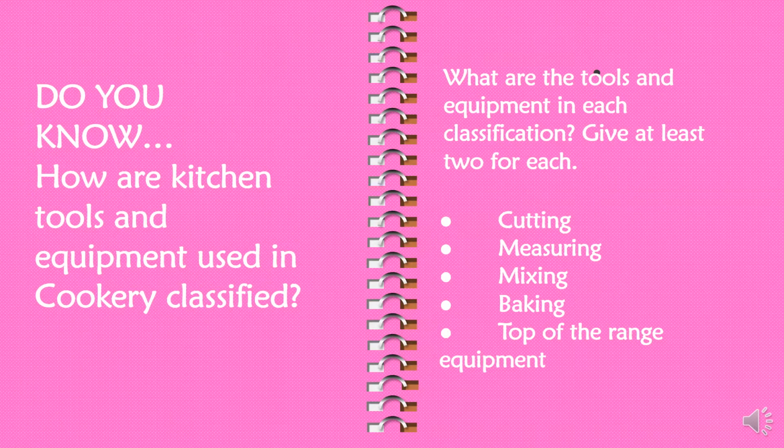Do you know how our kitchen tools and equipment used in cookery are classified? What are the tools and equipment in each classification? Give at least 2 for each. For cutting, what are the kitchen utensils used for cutting? In measuring, mixing, baking, and top-of-the-range equipment.